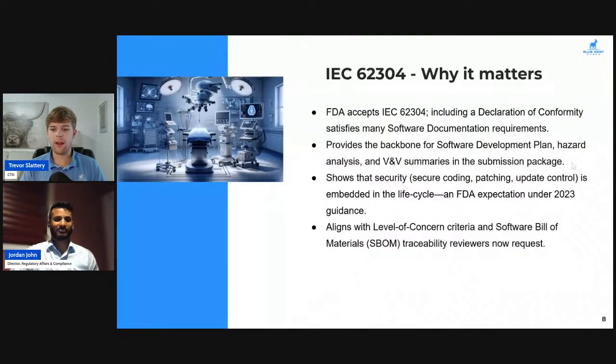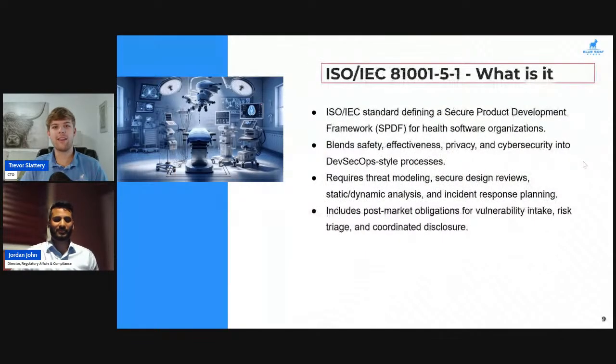Definitely. Well, while we're talking about the whole process, we can dive right into ISO IEC 81001-5-1, which is talking about this secure product development framework. Now, this is going all the way back to the beginning of the design phase, moving all the way through that whole product development cycle. So it shouldn't be thought of as a one-stop step. This talks about safety, privacy, security, and effectiveness in a bit of a DevSecOps style process, which is essentially deployment and development operations with a security focus. It talks about some of the threat modeling requirements, secure design reviews, any static or dynamic analysis, and then incident response planning if there is an event with your product.